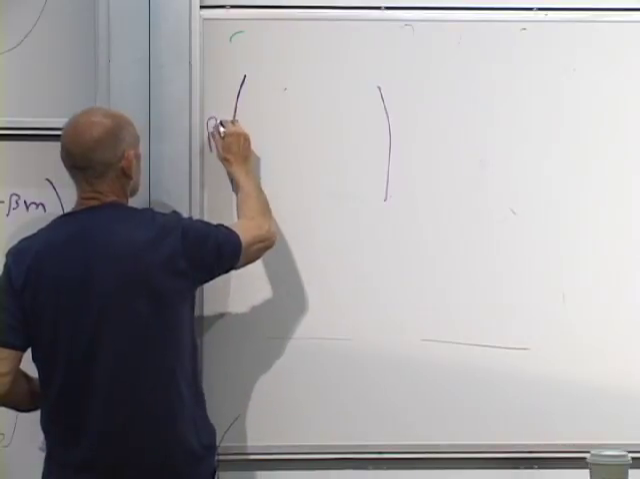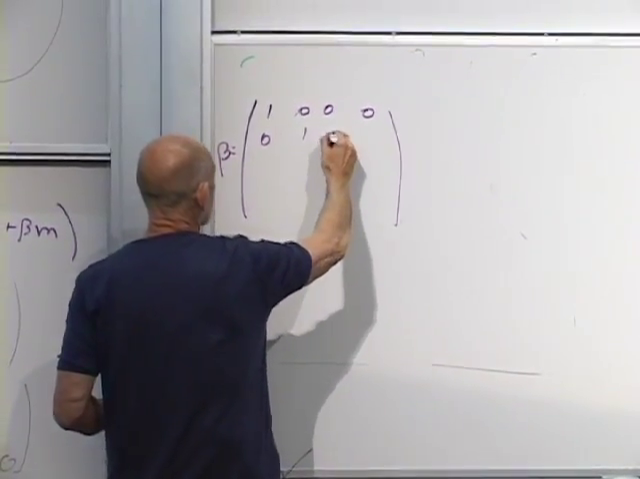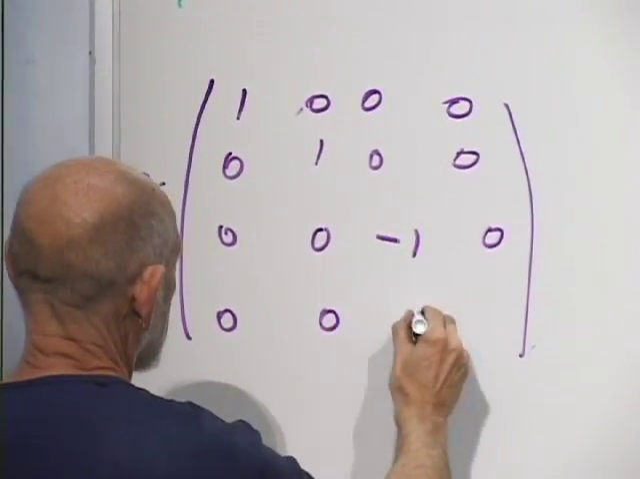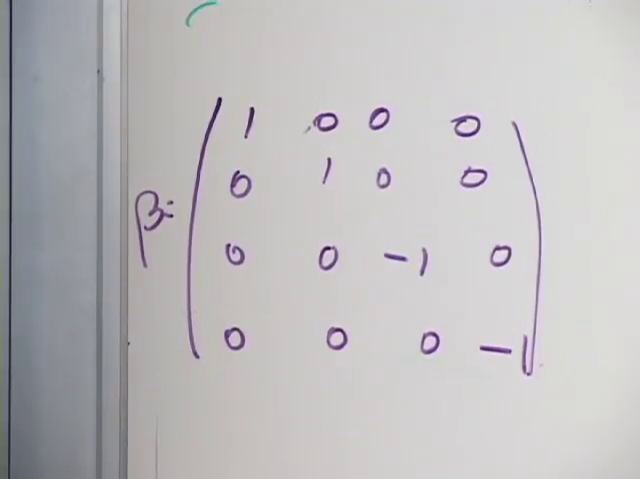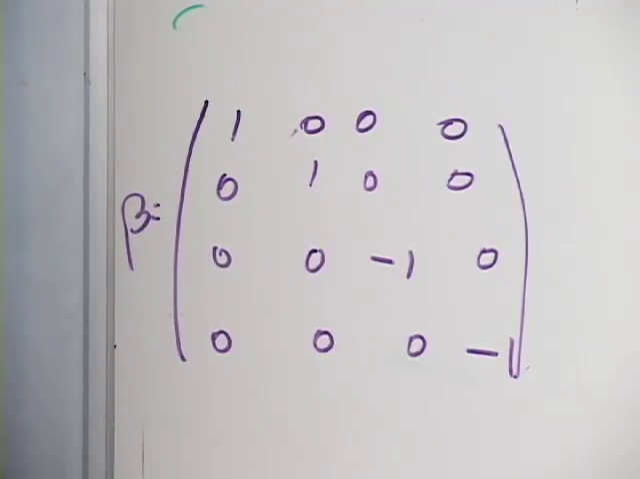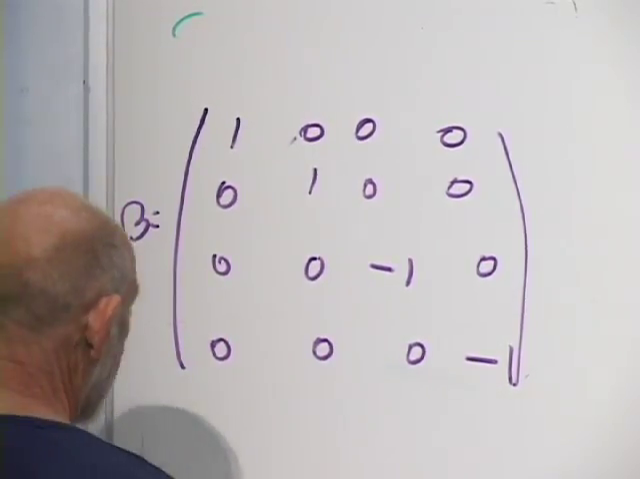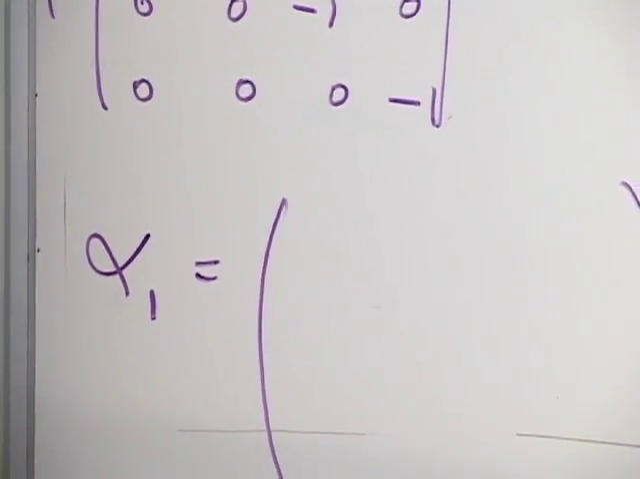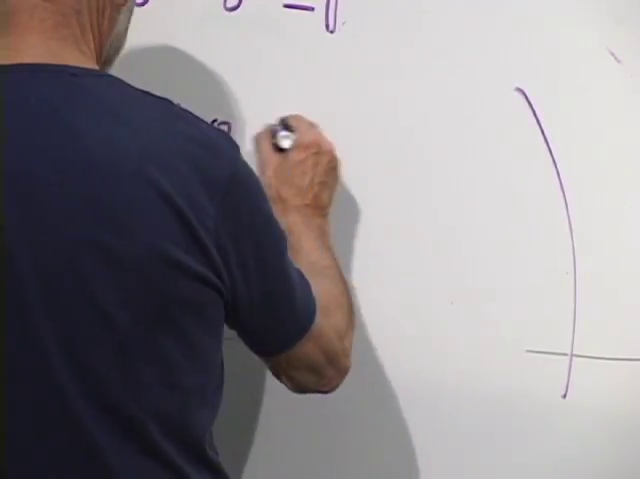Okay, so beta is equal to 1, 0, 0, 0, 0, 1, 0, 0, 0, 0, minus 1, 0, 0, 0, 0, minus 1. That's beta. Now, before I write the others, I think I'll write them without simplifying the notation. Alpha 1, and of course, it's your job to go home and check these algebraic relations. 0, 0, 0, 0.